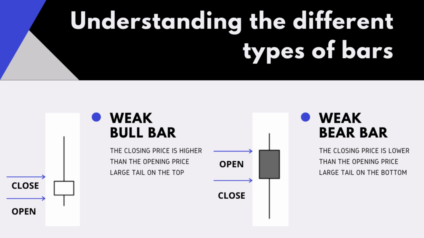With the weak bear bar, the opposite is true, so the closing price is lower than the opening price, and there should be a large tail on the very bottom of the bar. This tells us that at the end of the given time period, sellers weren't able to gain control over the market.